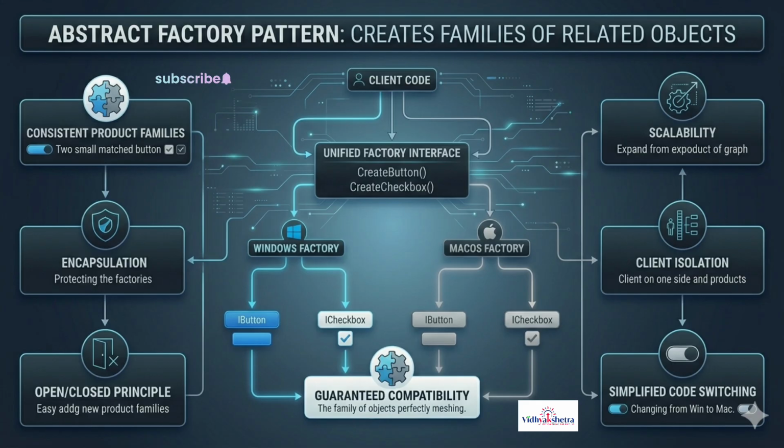In essence, the abstract factory pattern is about managing complexity in object creation by grouping related objects together and providing a consistent way to create them. It ensures that all parts of the system remain compatible and work together seamlessly, making it a powerful tool for building robust applications.